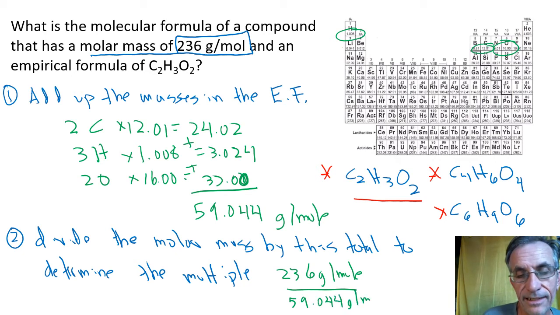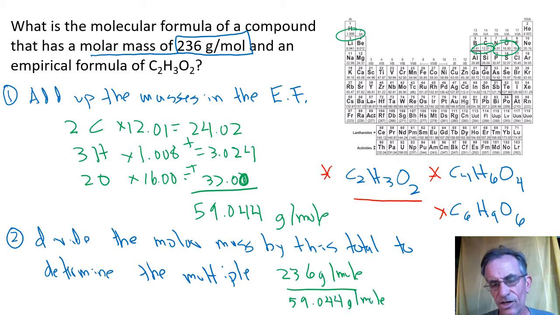Now, when I do that, and I'm rounding just a little bit, you basically get a 4. So what is that telling me? It's telling me the real molecule is 4 times bigger, 4 times as much of everything as this empirical formula. So the empirical formula is like the reduced ratio. There's 2 carbons and 3 hydrogens and 2 oxygens put together. That's the lowest ratio. But in reality, there's 4 times as much of everything. So I would take the empirical formula, and it's actually just quadrupled.